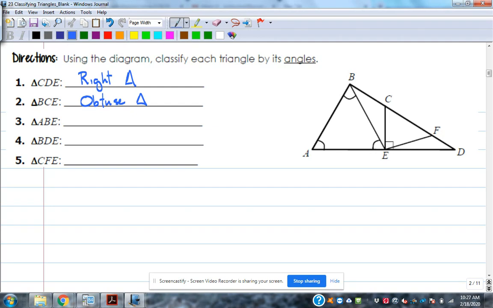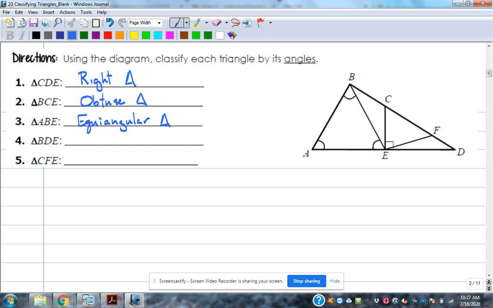Triangle ABE. Equiangular. Technically, yes, it is an acute triangle because all of those angles are smaller than 90 degrees, but because they're all equal, the equiangular is a stronger relationship in that triangle. So equiangular is the one you would go with.